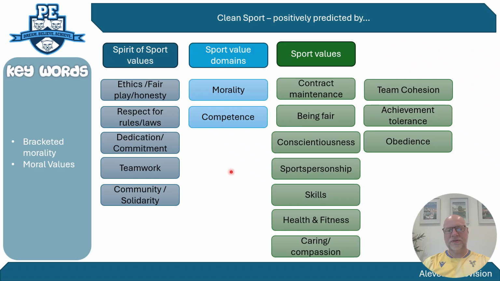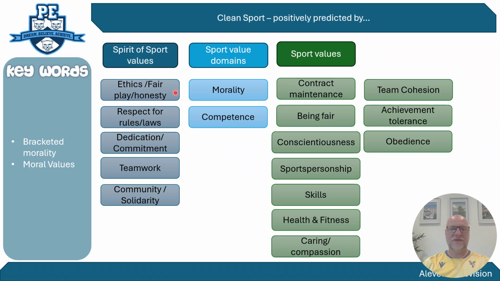So finally, and probably the most complicated area, is the concept of clean sport. Clean sport is one of these things where we want an ethically pure sport without any cheating, without any drugs. And this is what the World Anti-Doping Agency go for. This is what they want, a clean sport, and it's based on the spirit of sport. And we have these values here, and they're very similar to the traditional values of the early public school sports and why they introduced sport.